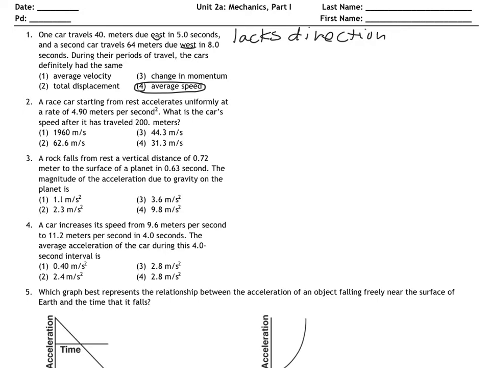And then just know that v equals d over t. And in this case, the v means speed. So in the case of one car, it was going 40 meters due east in 5 seconds, and that is equal by ratio to the other car, which was going 64 meters west in 8 seconds. Both of those are coming out to be 8 meters a second.